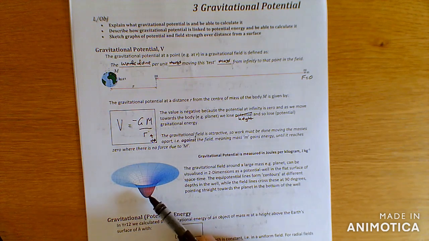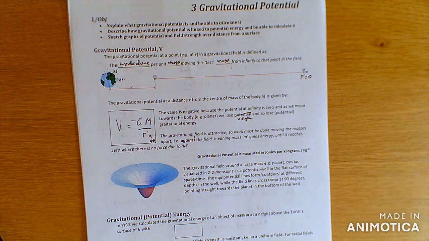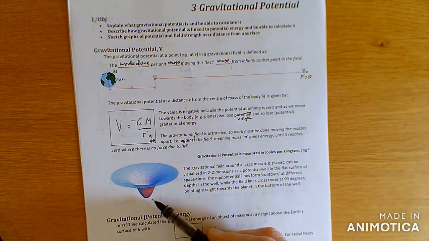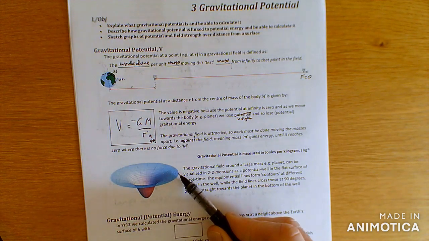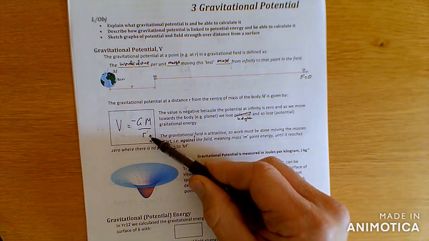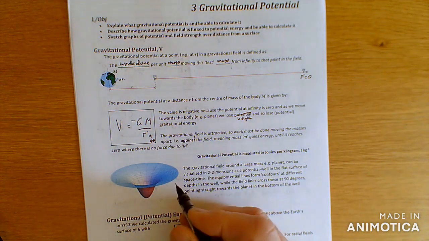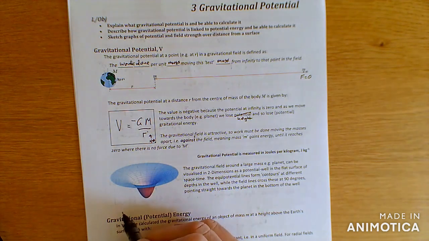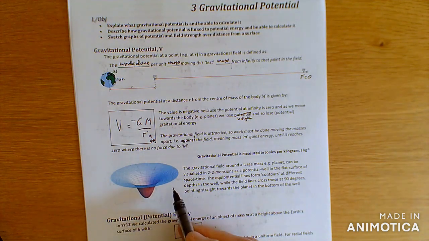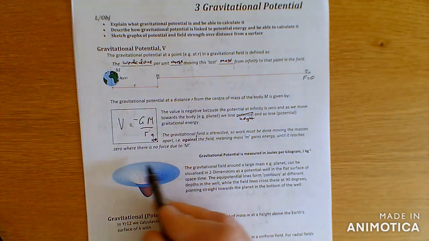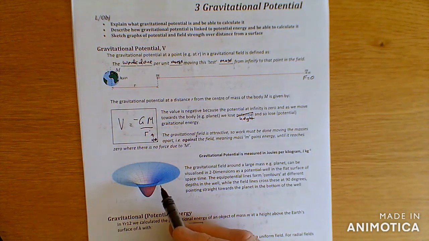So, potential is measured in joules per kilogram because it's the amount of energy to lift each kilogram up by a certain amount. So, if this had a potential of minus 5 million joules per kilogram, it would take me 5 million joules to get that kilogram out of here. If it's 2 kilograms, we just multiply it up. So it would be 2 times 5 million, 10 million, etc.